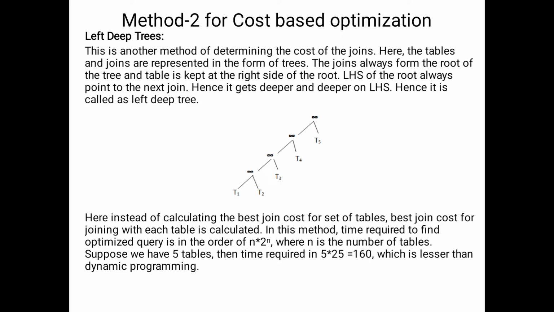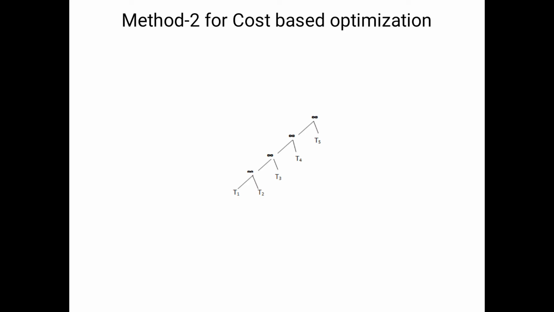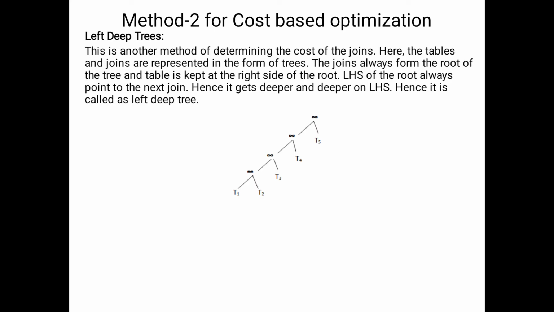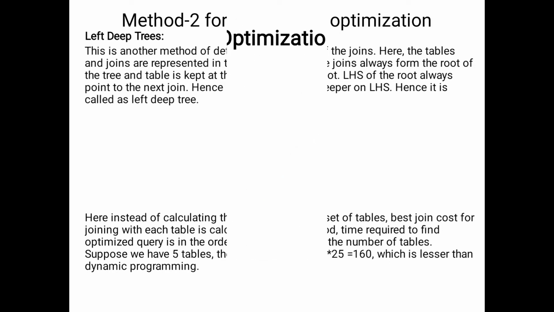From this point of view, we have n × 2^n ways available. What is the meaning of n × 2^n with 5 tables? 160. In the normal process we have 1680 ways. With dynamic programming, please observe, we have 243 ways. With the left deep tree approach we have n × 2^n, that means 160. Among these three, the left deep tree is definitely the best optimizer technique.